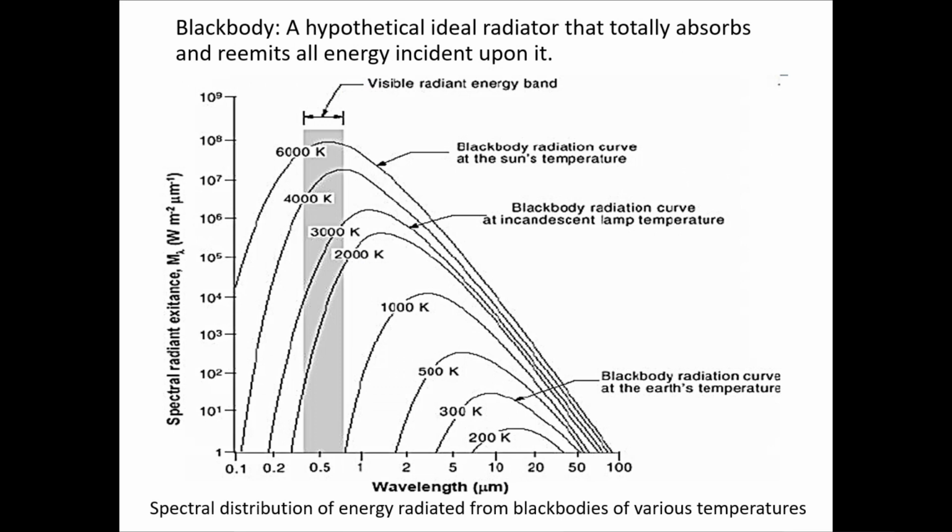So you can see here. What is the dominant wavelength of the Earth? Something between 9 and 10, isn't it? You can see the black body radiation curve for the Earth's temperature, 300 Kelvin. That line is for the Earth's surface features, right?